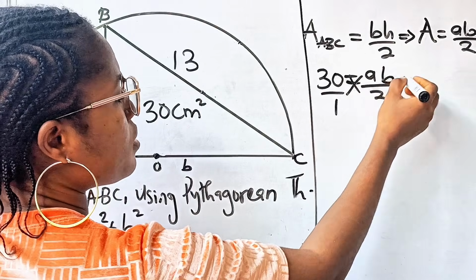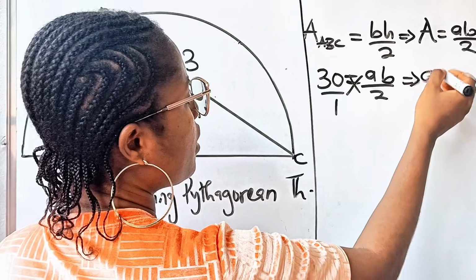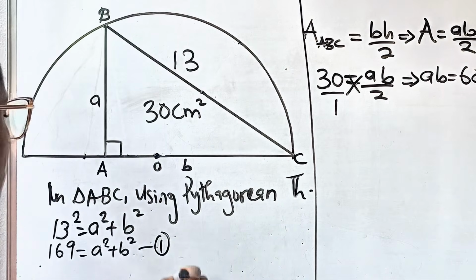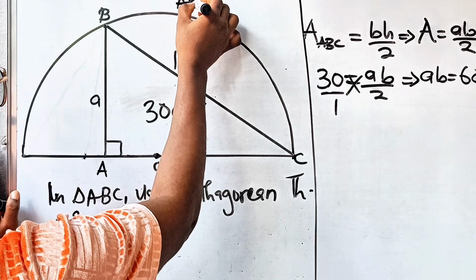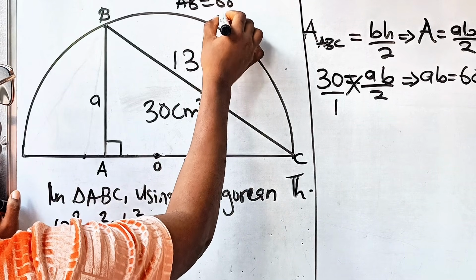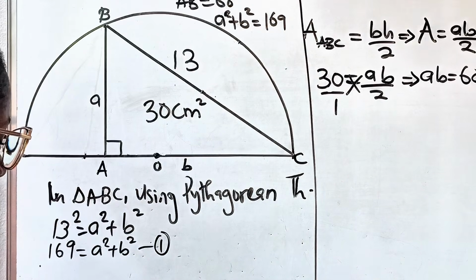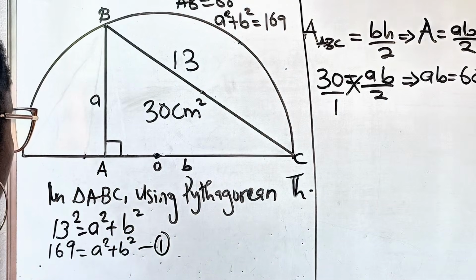So if we cross multiply, we have that ab is equal to 60. That is 30 times 2. So we can write it down here. ab is equal to 60. a squared plus b squared is equal to 169. Okay, these are the two most important equations that I need.